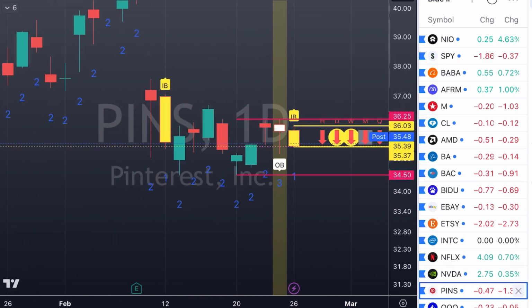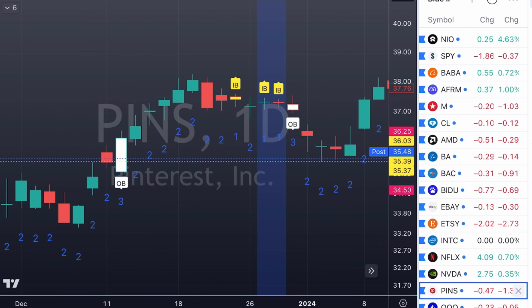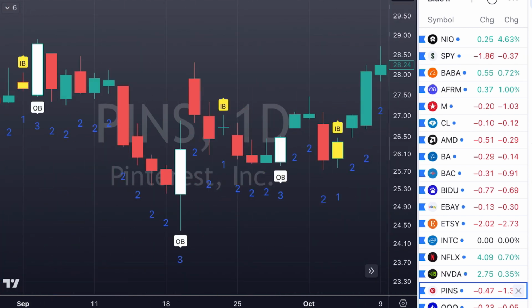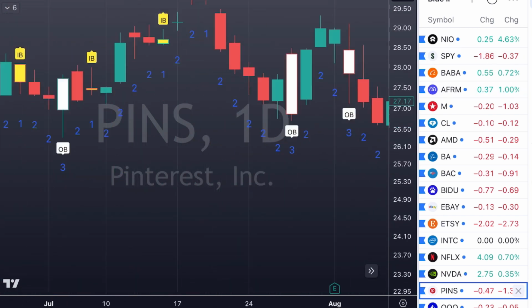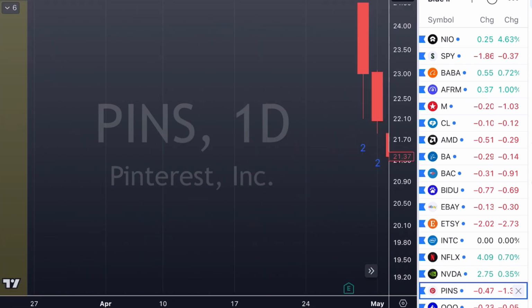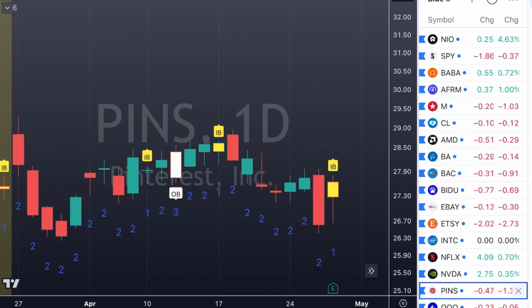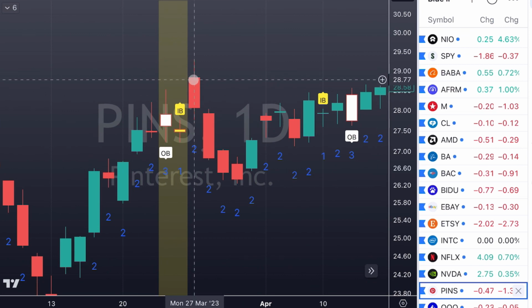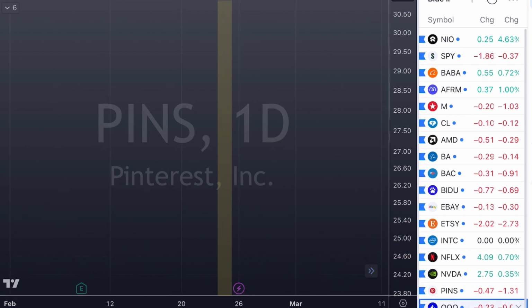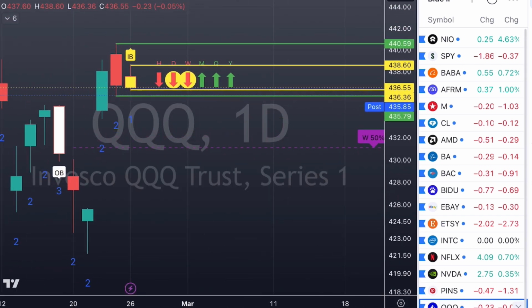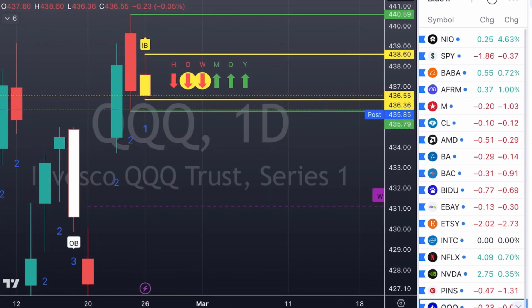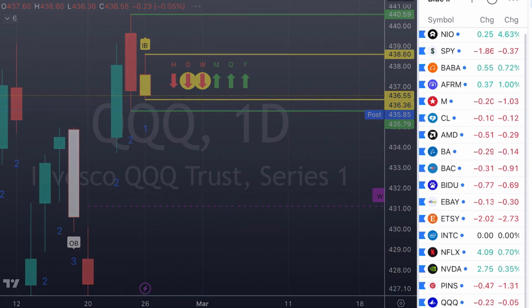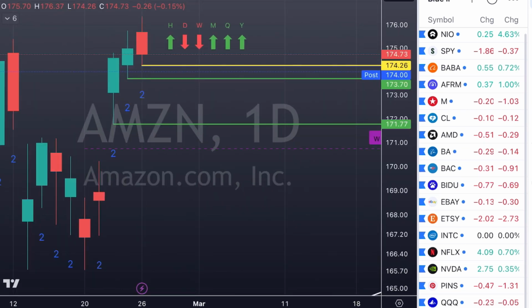We go back and look at the last time we had a 3-1 setup on Pinterest. There we go. 3-1 setup on Pinterest. Massive run to the upside. That's what we're looking for. QQQ with the inside bar. Puts at 436.36, calls 438.60. Targets marked out. We look at Amazon, 2-up, finish red.